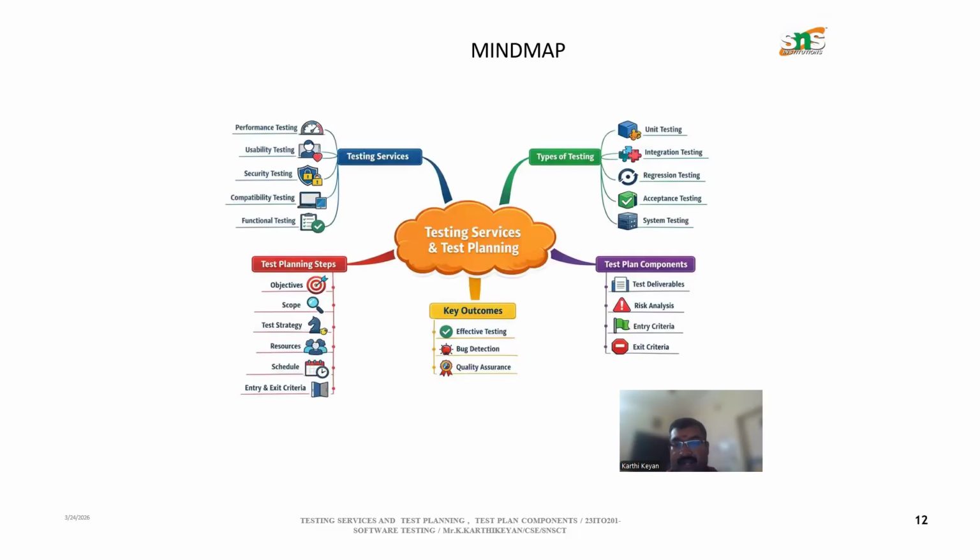Test services and planning are based on testing services, type of testing, test plan components, key outcomes, and test planning steps. Based on this, suppose any member or person does not understand what is going on, the mind map is available, so they can easily understand what is going on in my area.